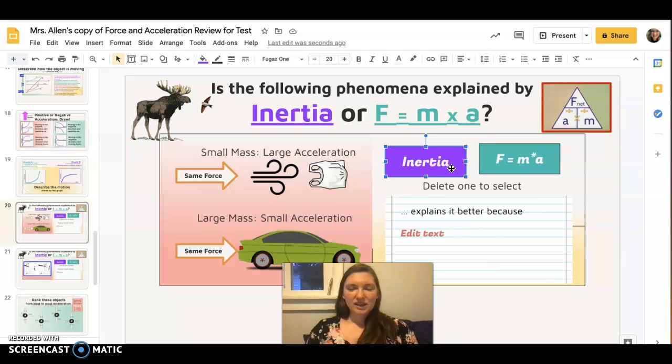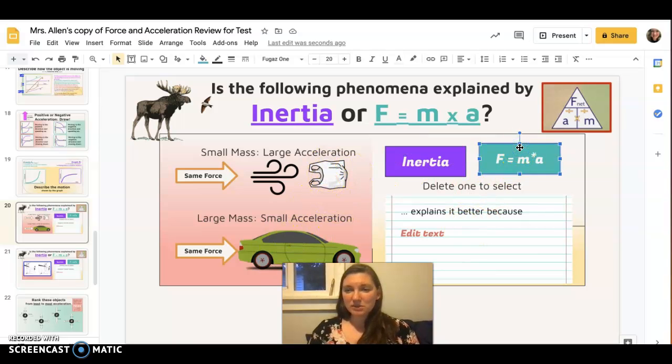You could say inertia. I mean, it all has to do with mass. The amount of inertia is determined by the amount of mass. So if this car is holding still, then it's going to take a lot more force to get it to move. Whereas this one has less inertia.